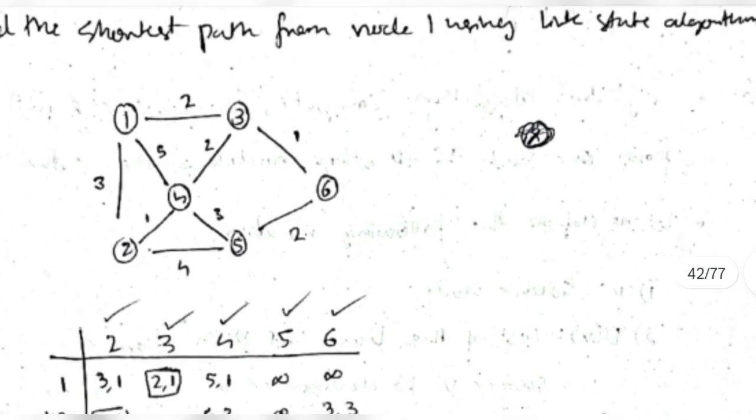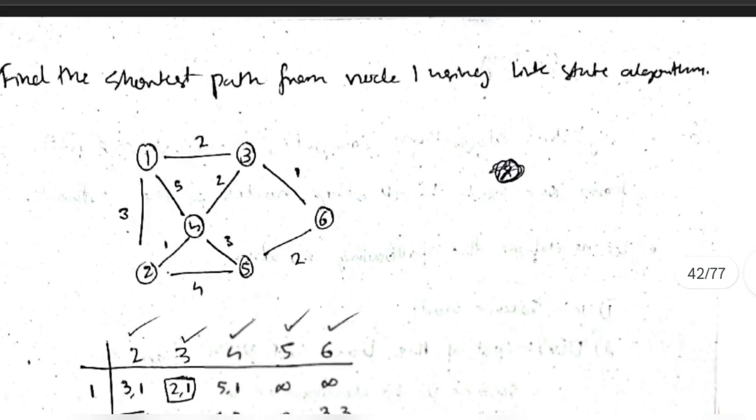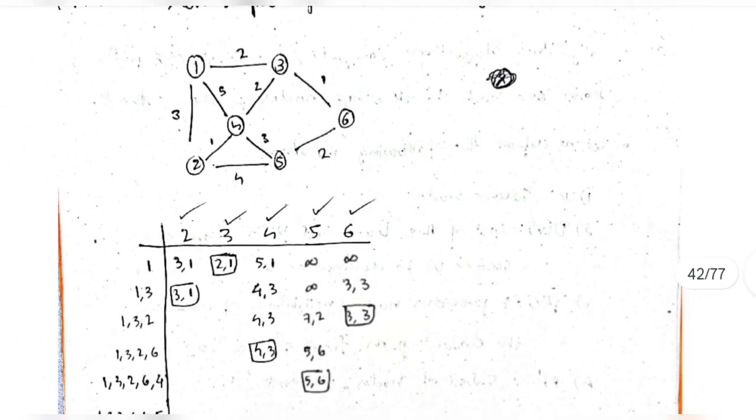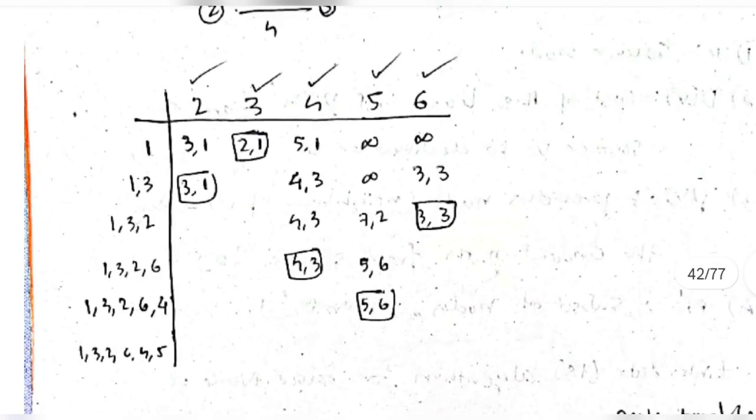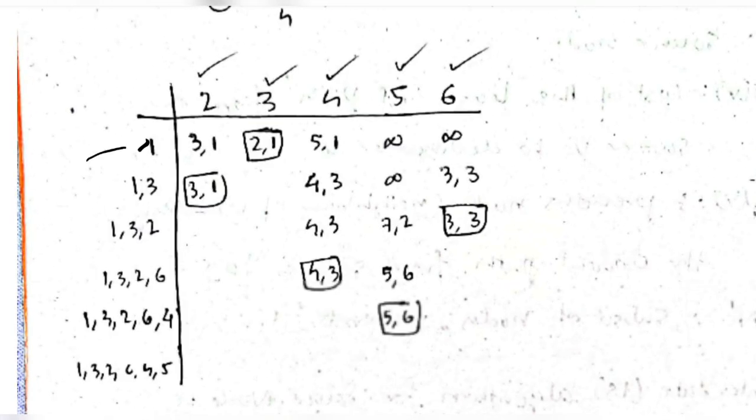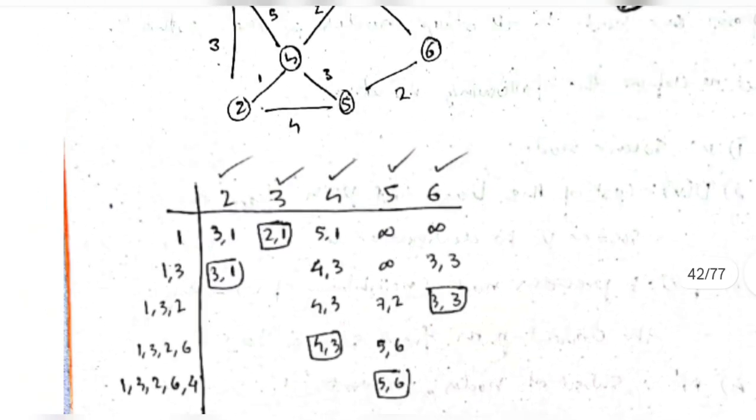So let's solve this example here. Find the shortest path from node 1. From node 1 we have to start using the link state algorithm. Your first step: this is the source node. Except the source node, how many nodes are there? Just mention those nodes, meaning 2, 3, 4, 5 and 6. 1 you should not mention because that's the source node, and you will be writing 1 here.